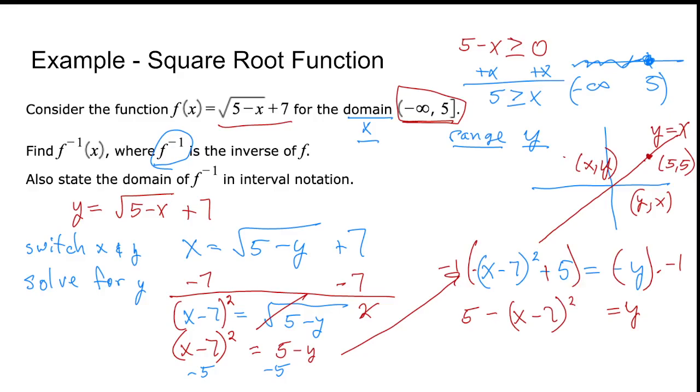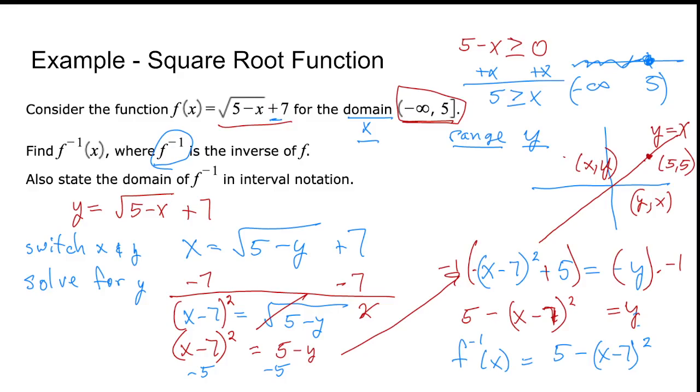Now we could FOIL out the x minus 7, or we could just leave it as is. It's okay, it's a function. I'm going to choose to just go ahead and leave it that way. But we'll rewrite this. I'll bring the y over to the other side because we get used to that. The inverse function of x is 5 minus x minus 7 squared.